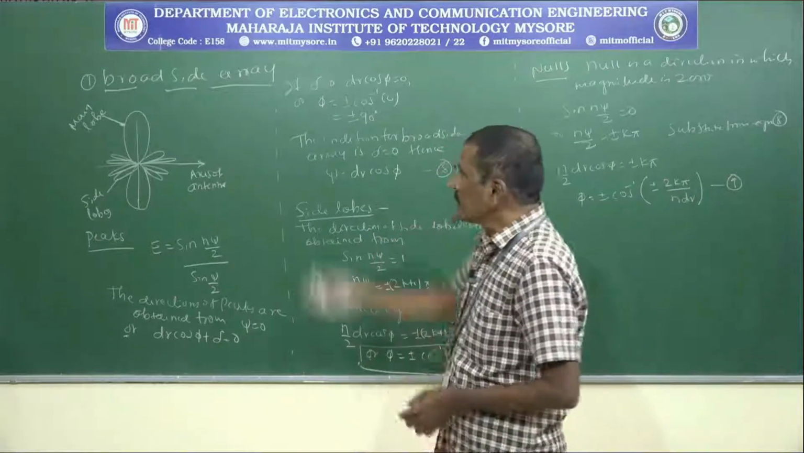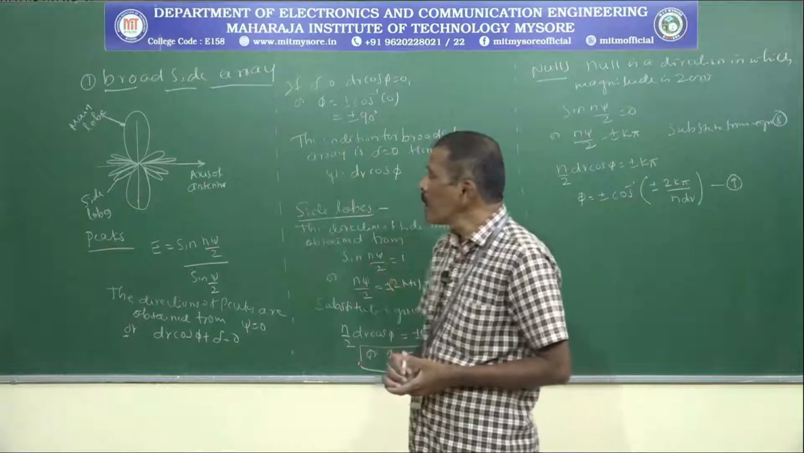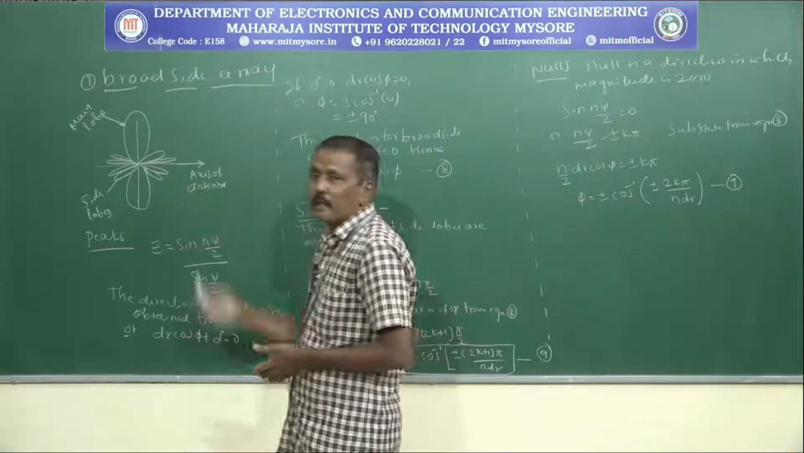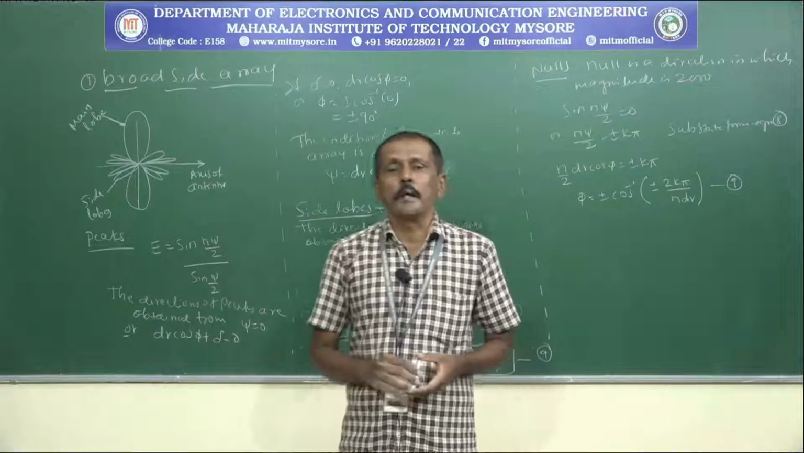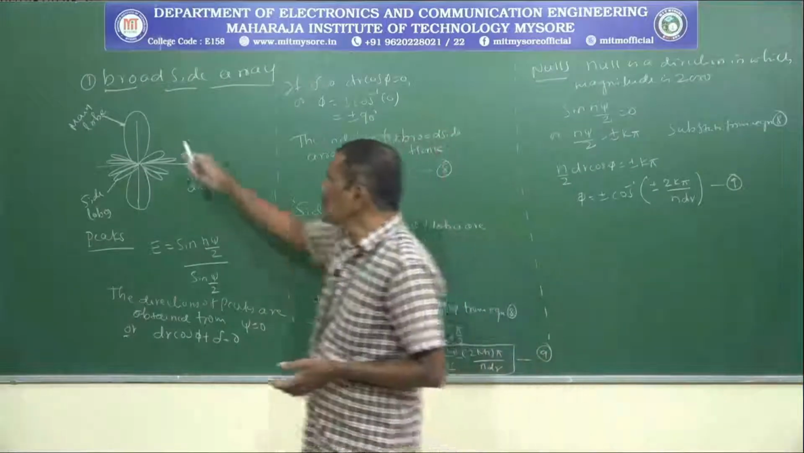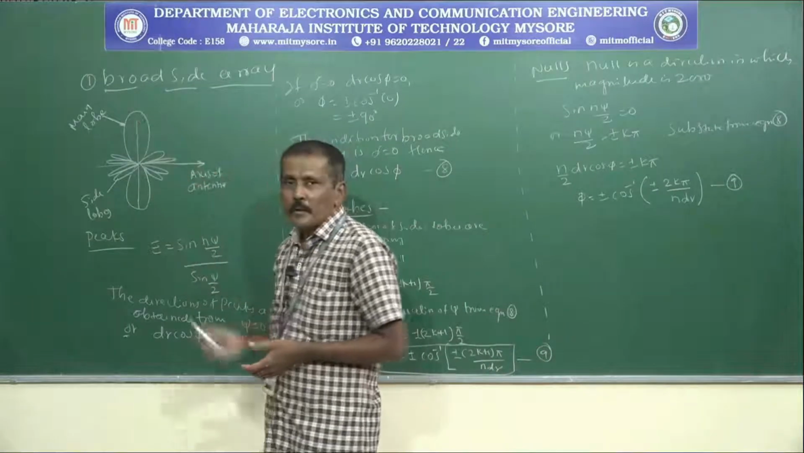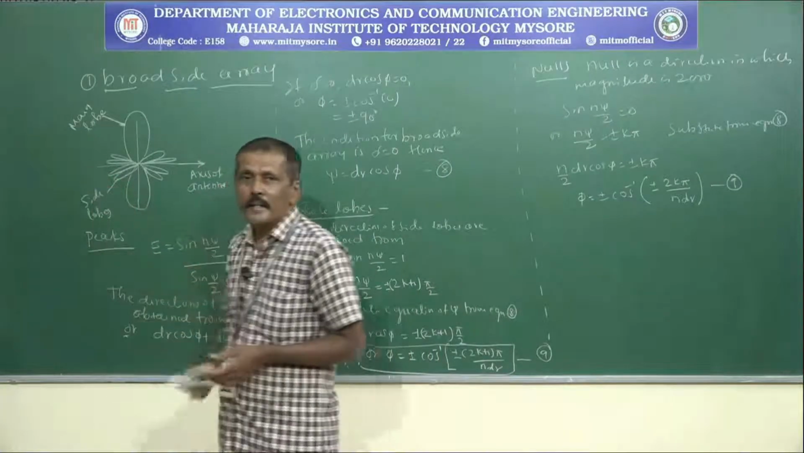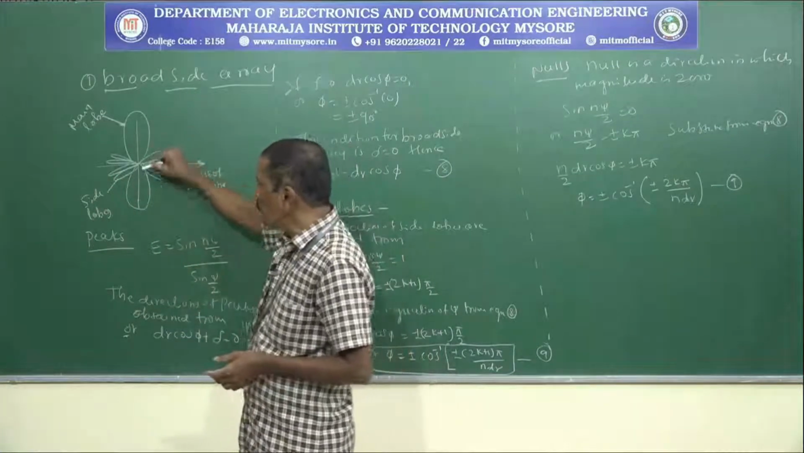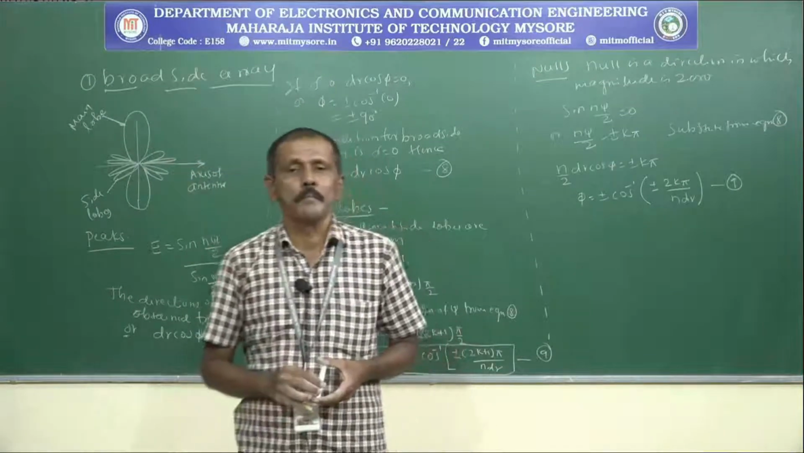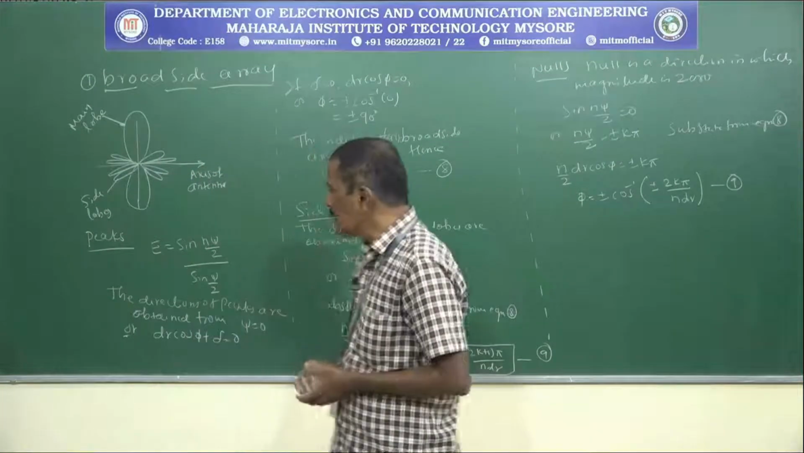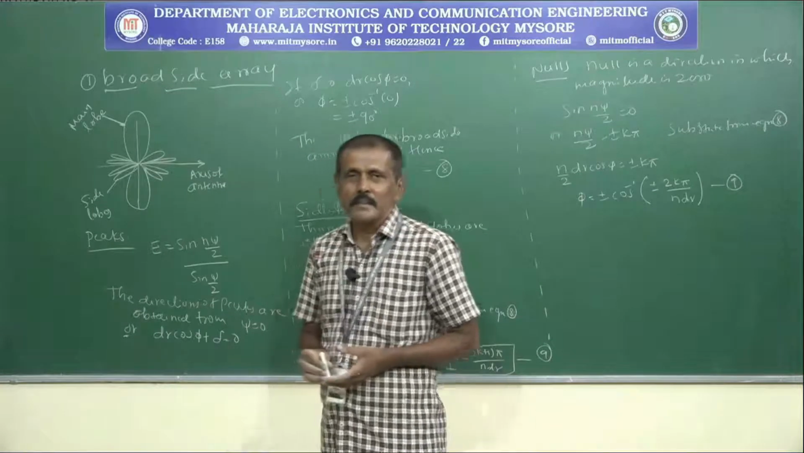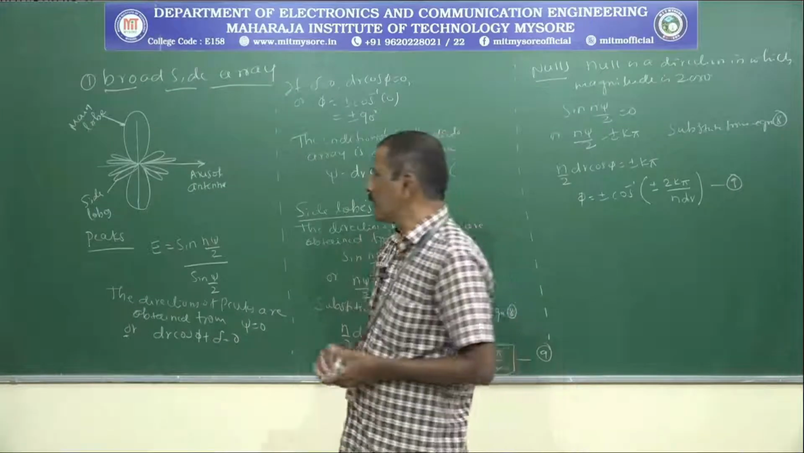Now consider the broadside array. This is the radiation pattern of the broadside array, where we have the maximum radiation at 90 degrees and 270 degrees, and the minimum radiation around 0 degrees and 180 degrees. This is the main lobe and these are the side lobes. Now we need to calculate the peaks and nulls and other parameters.